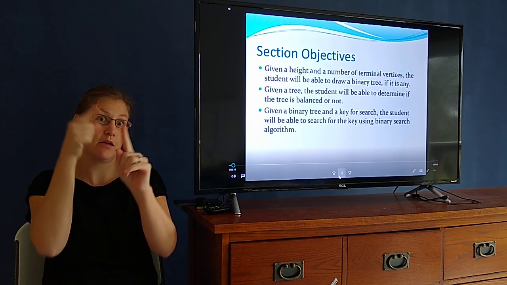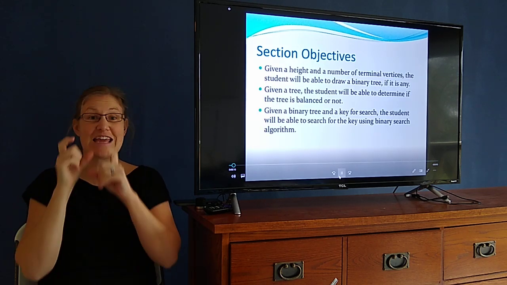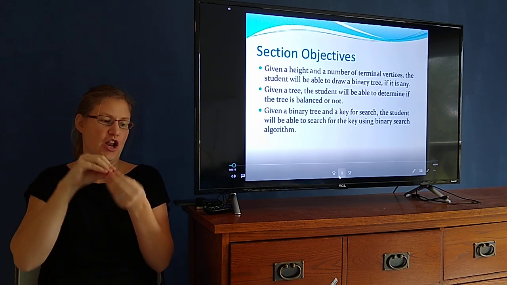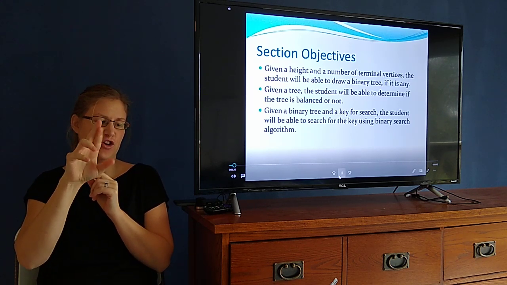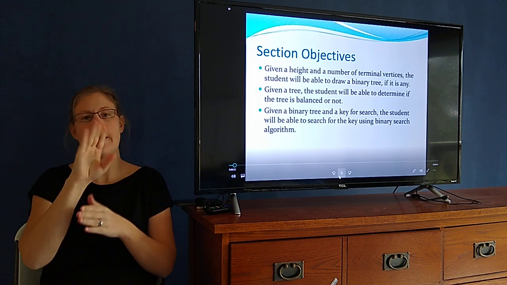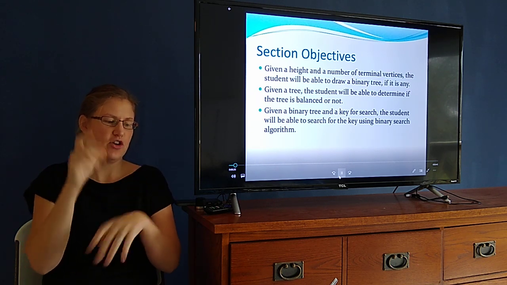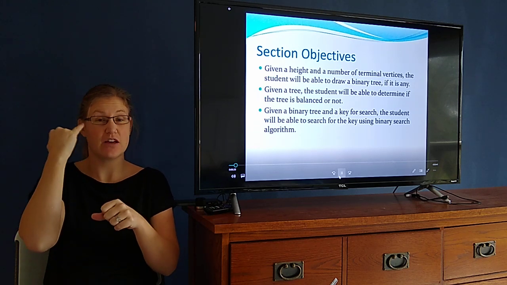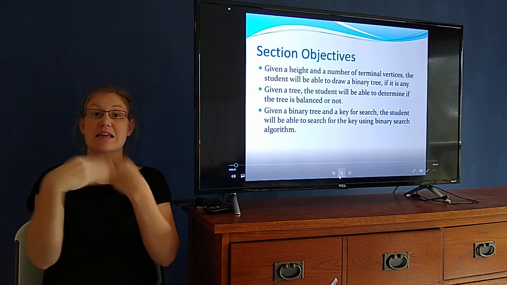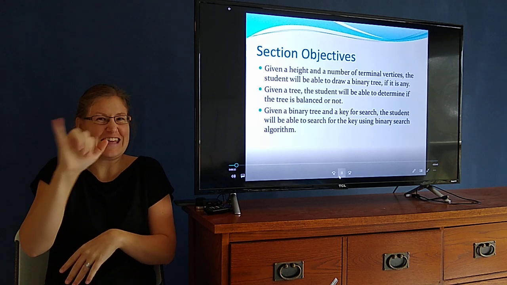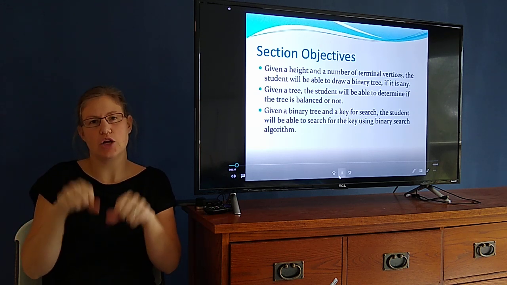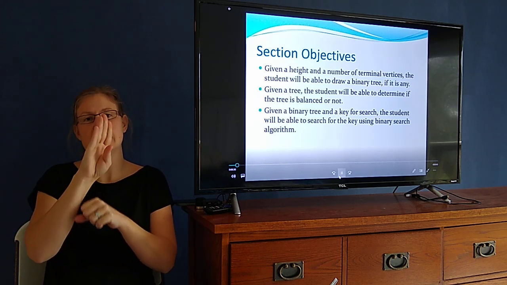Section objectives, including: given a height and a number of terminal vertices, you will be able to draw a binary tree if it exists. Given a tree, you will be able to determine if the tree is balanced or not. Given a binary tree and a key for a search, you will be able to search for the key using the binary search algorithm.